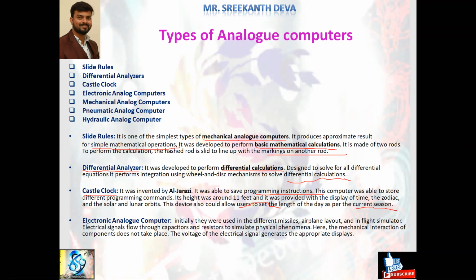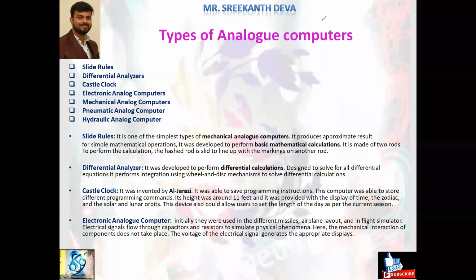Next, electronic analog computers. Initially they were used in missiles, airplane layouts, and flight simulators. Electrical signals flow through capacitors and resistors to simulate physical phenomena. So the main intention for using electronic analog computers is that the signals flow through capacitors and resistors to simulate physical phenomena for simulations. For these, electronic analog computers were introduced.